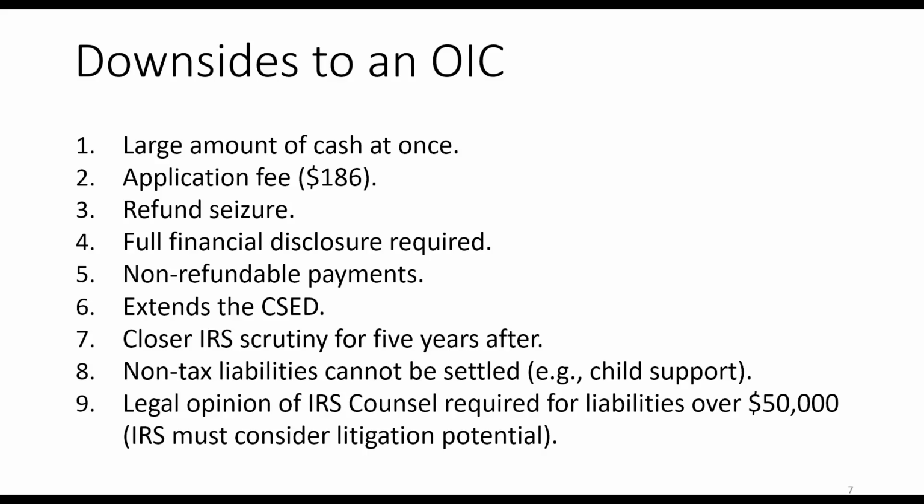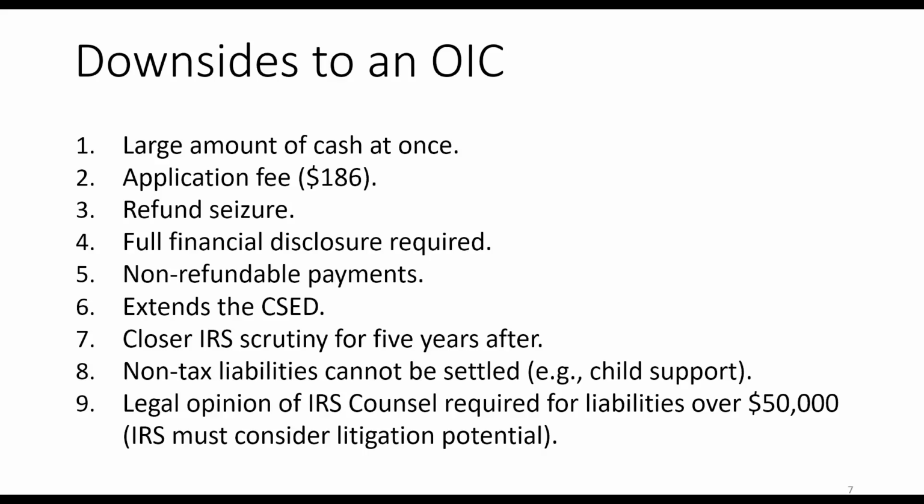In regards to number 6, extends the CSED. Basically the clock stops. Once you've submitted your offer, then it's the offer time plus usually another 30 days if they reject it, because you have 30 days after rejection to file an appeal. And so that is a drawback. So if it takes them a year and a half, it takes them 22 months to process it, whether they accept it or deny it, that means the clock stopped that whole time. So if you had 5 years when you started, you still have 5 years when you end, if by chance it gets rejected.